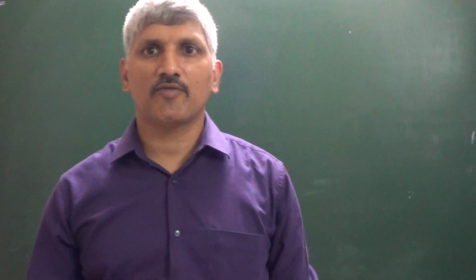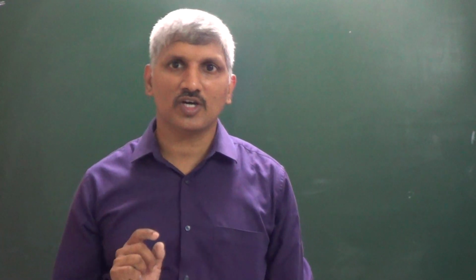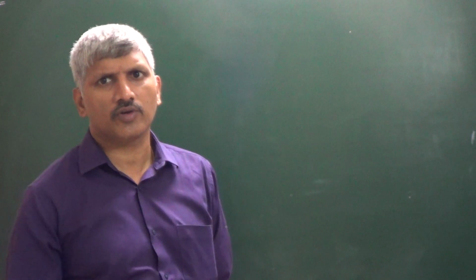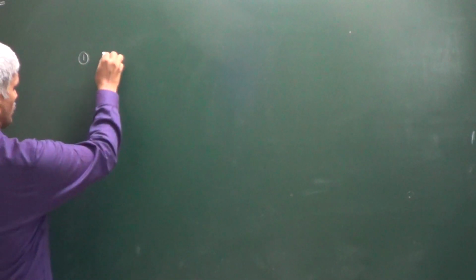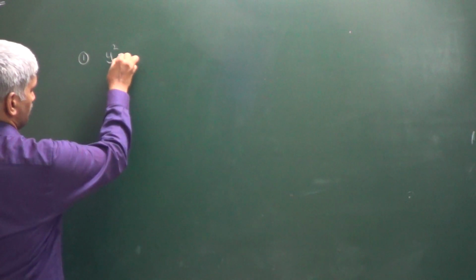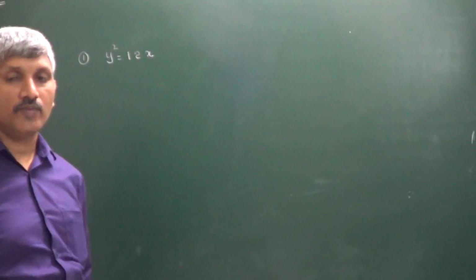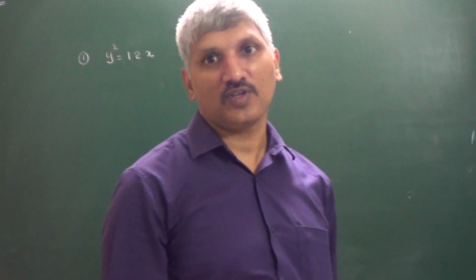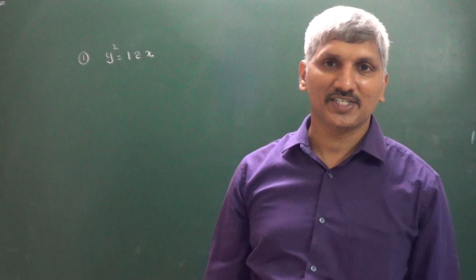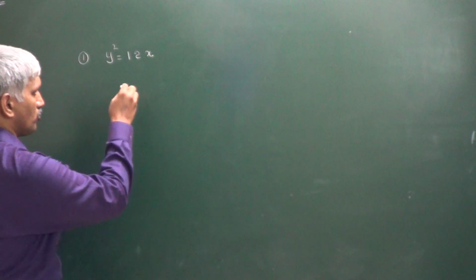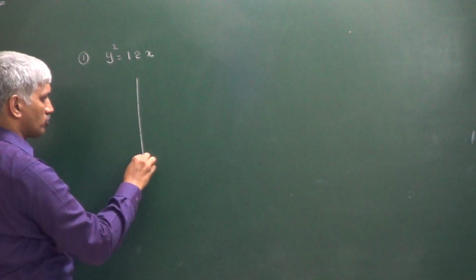In this class I want to discuss a few applications based on the parabola, which are very basic questions in your basic level NCERT textbook. The first question is y square is equal to 12x. For this parabola we have to find out the vertex, focus, directrix, and the principal axis. You know how to draw the parabola y square is equal to 12x.